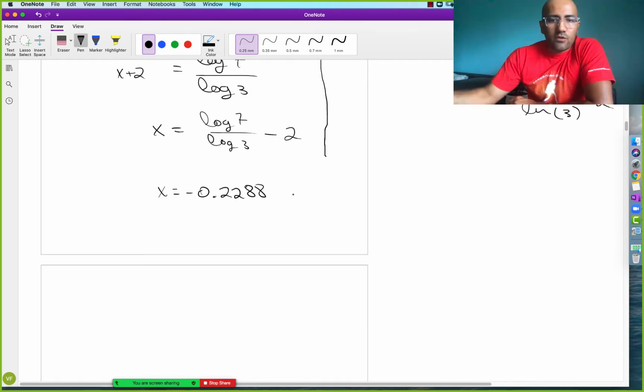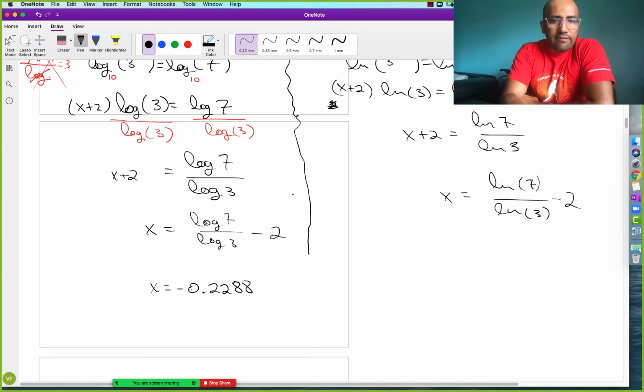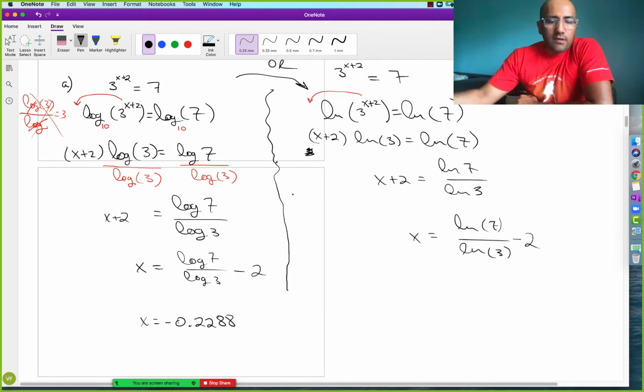Good. And so we check it. Going back to the original statement, let's see if that's the value that solves it and gives you a true statement. Is it true that 3 to the power of blank plus 2 equals 7, where that blank is this negative 0.2288?